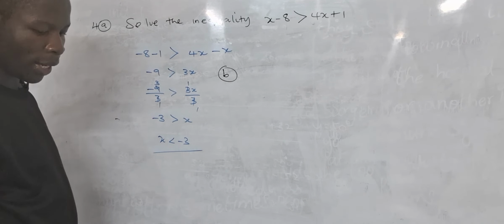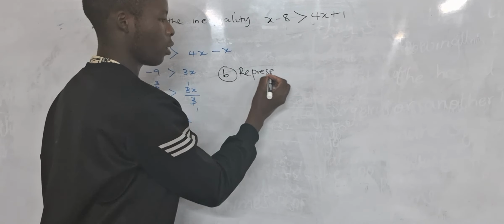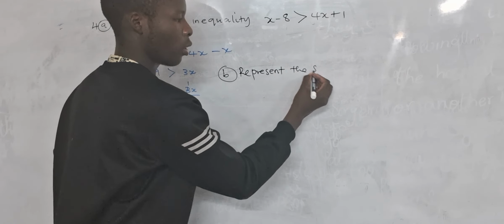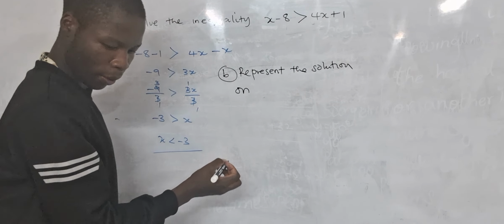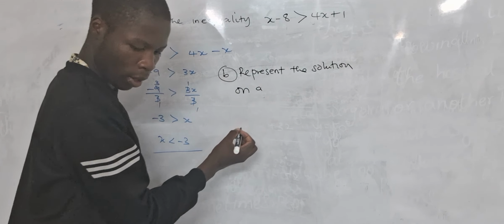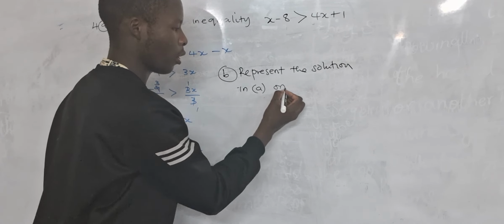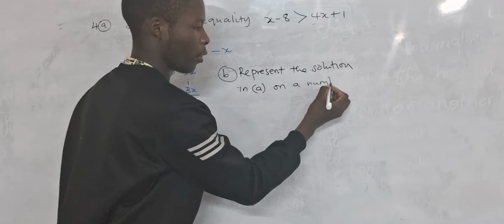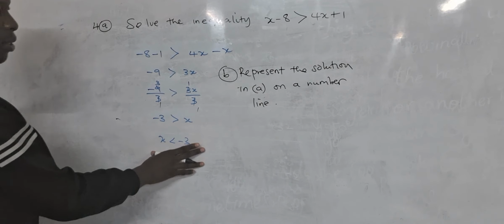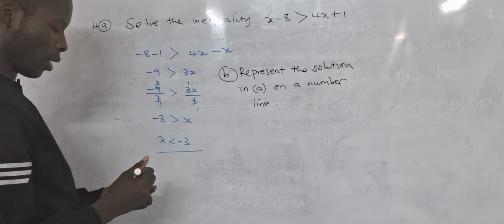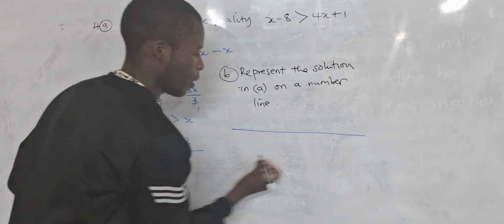Represent the solution in A on a number line. So you are supposed to represent this solution on a number line. I'm going to draw the number line. This is the number line.